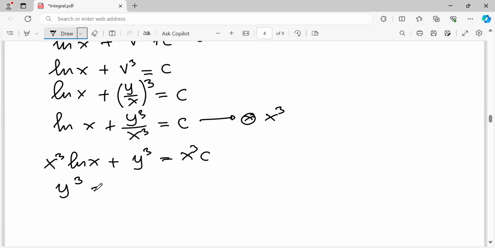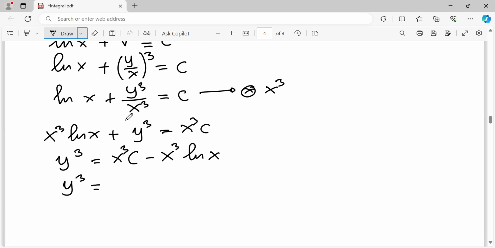Next, y cubed equals x cubed c minus x cubed ln x. And I'm going to factorize: y cubed equals x cubed times c minus ln x.